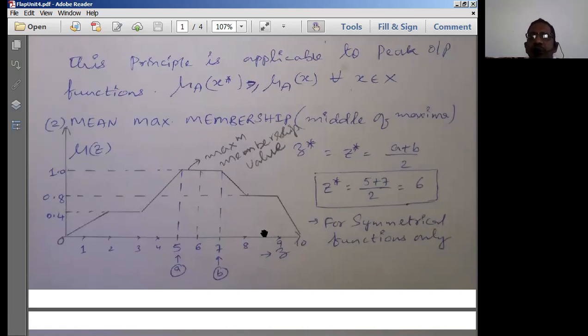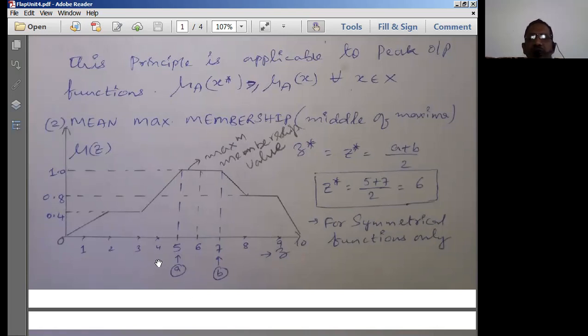And there is only one problem here: this particular method is applicable only to symmetrical functions. That is the care you have to take. Now if you observe this carefully, what is the maximum membership value? This is the maximum membership value in the membership function given to us. Now this maximum value is decreasing. It has started decreasing from here, and it has started decreasing from here. That means there is a discontinuity here.